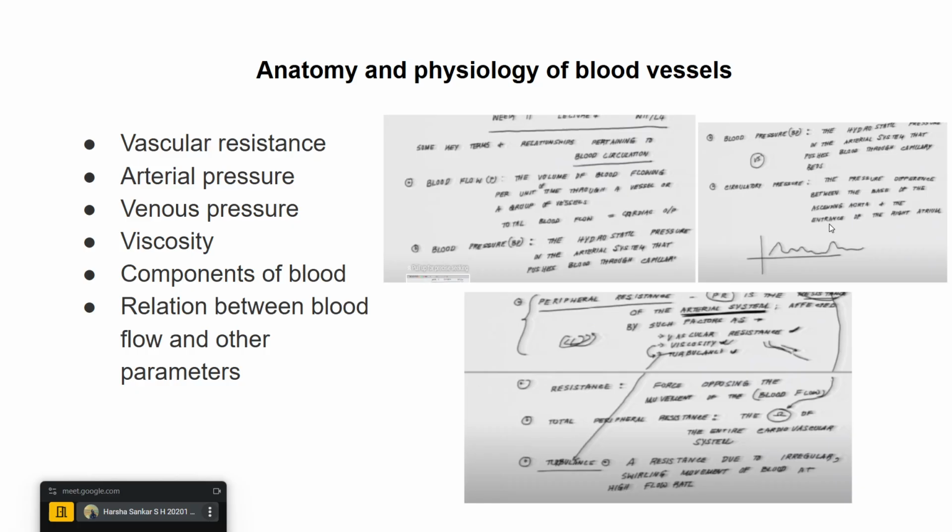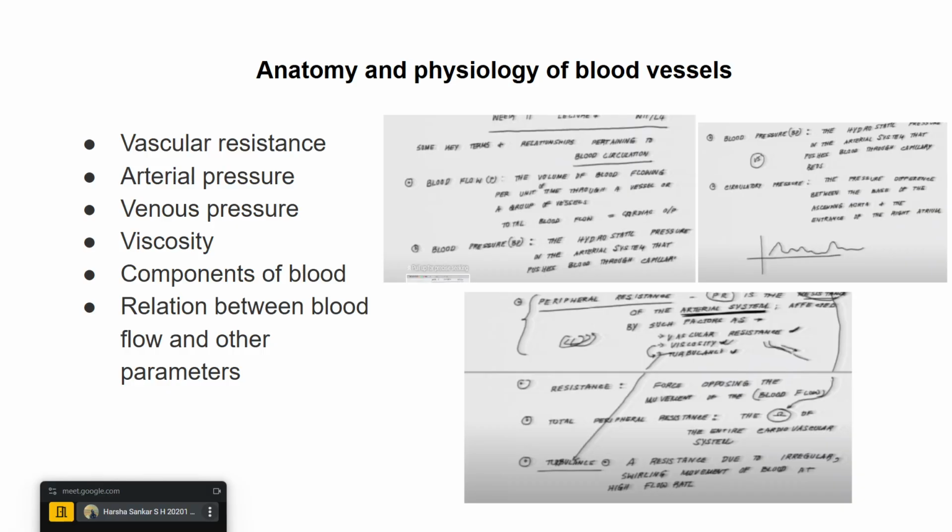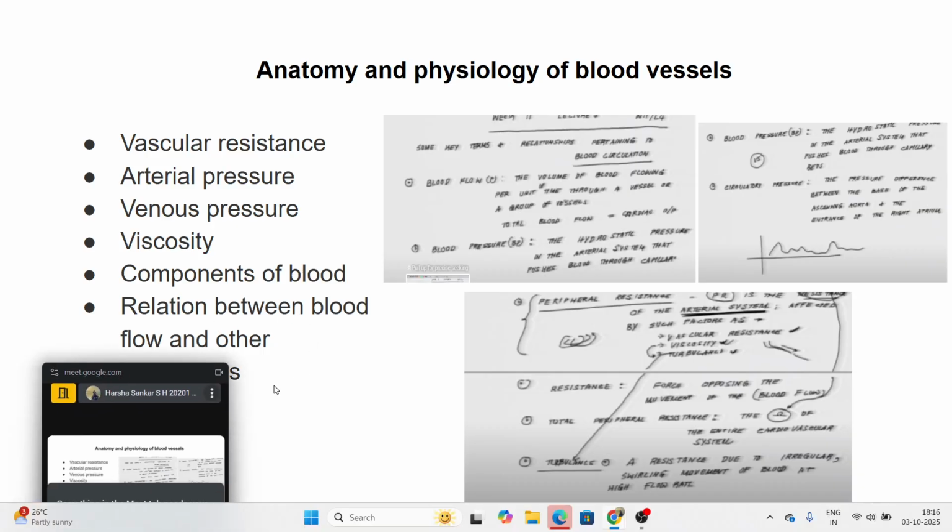Then circulatory pressure is the pressure difference between the base of the ascending aorta and the entrance of the high arterial wall. Okay. So I just read through all the definitions again, as told in the fifth class of the lecture. Okay. Now let's go to questions, discuss them, and see what is happening.